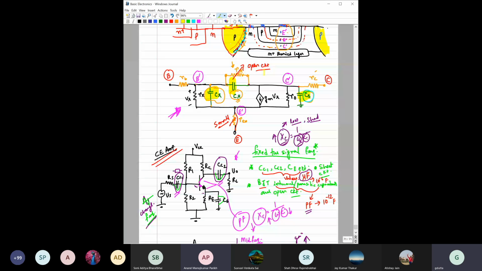What is your point? This is the question you mentioned earlier. One way to look into it, just to understand it quickly: this is C pi, and C pi is in parallel with this R pi. C pi keeps on falling with increasing frequency, so the overall impedance from this node to this node is falling. So that means V pi is actually falling.